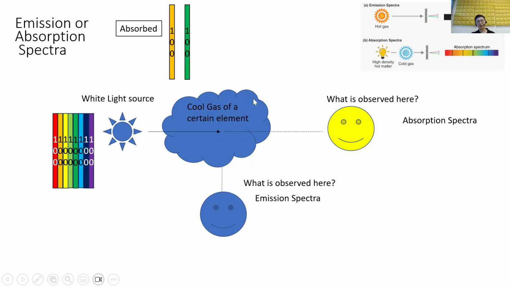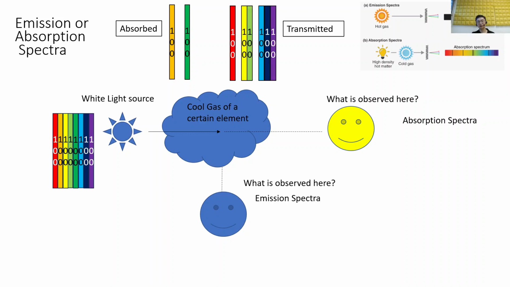Because this is a cool gas of a certain element, it will absorb certain wavelengths. Here I make the assumption that orange and green are absorbed. If only orange and green are absorbed, the other colors are completely passed through, transmitted. It's as if the gas wasn't there, because these wavelengths don't interact with the gas at all, because their energies don't fit the gap between the energy levels of this element. So all these are transmitted through.